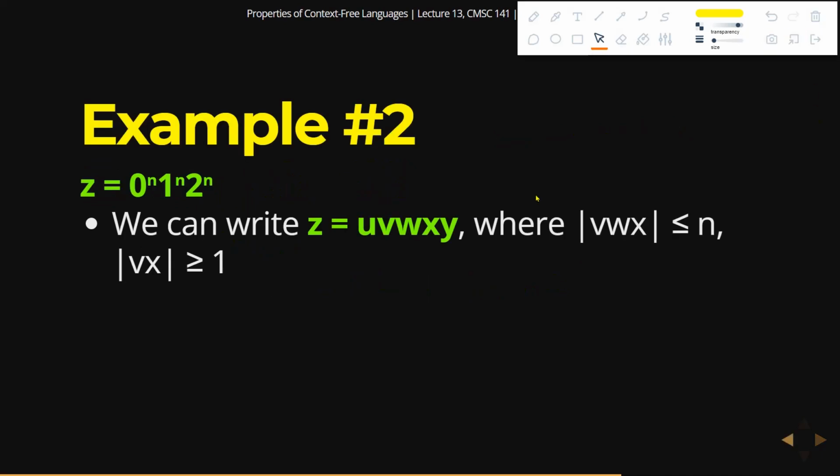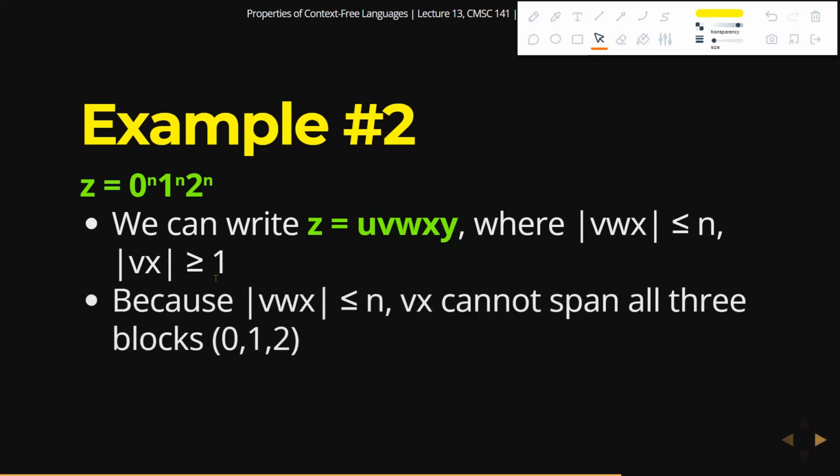Now of course we can write z as uvwxy, where it follows the 2 conditions. The length of vwx is less than or equal to n, and the length of vx is greater than or equal to 1. And because vwx is less than or equal to n, vx cannot span all 3 blocks as well.